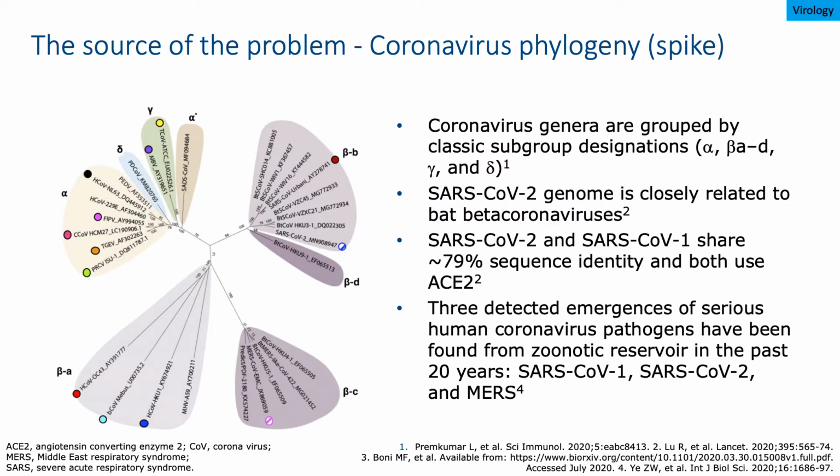Well, let me turn first of all to the source of the problem. The coronavirus superfamily contains a number of different genera. We are concerned particularly with beta coronaviruses. The SARS-CoV-2 genome is related to a bat coronavirus that may in turn have come from pangolins, believe it or not. And it's one of three major coronaviruses that have been found from zoonotic reservoirs in the last 20 years, SARS-CoV-1, SARS-CoV-2, and MERS. And these are viruses that, for now very obvious reasons, are of critical importance to us as we face one of the largest public health emergencies in more than a century.